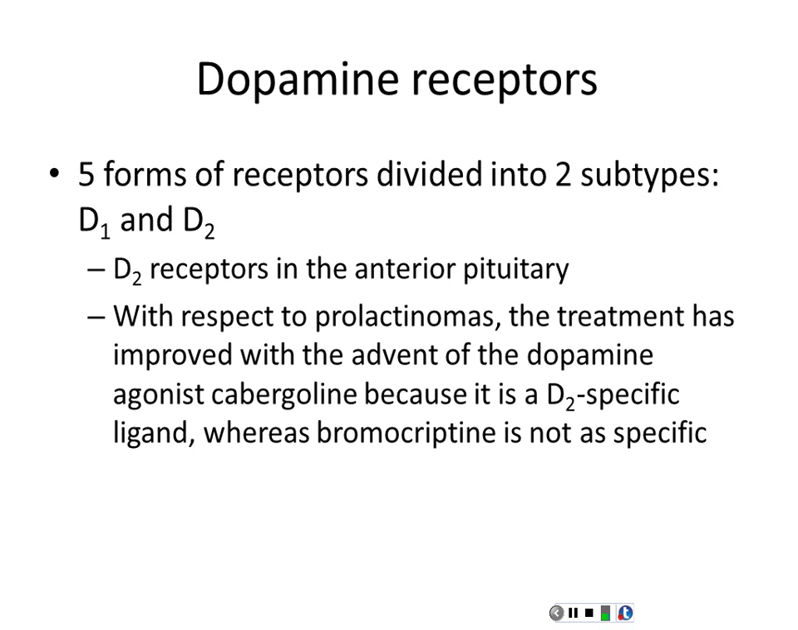There's 5 forms of dopamine receptors divided into 2 subtypes. The D2 receptors are mainly in the anterior pituitary, and with respect to prolactinomas, the treatment has improved with the advent of cabergoline because it has a D2 specific ligand, whereas bromocriptine is not as specific.